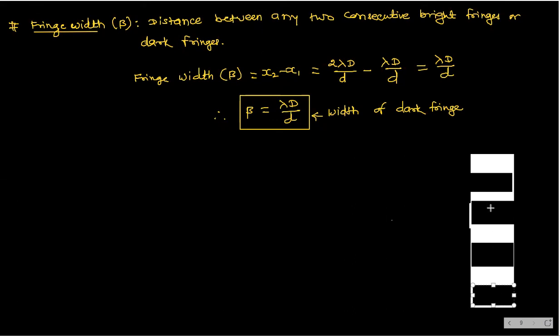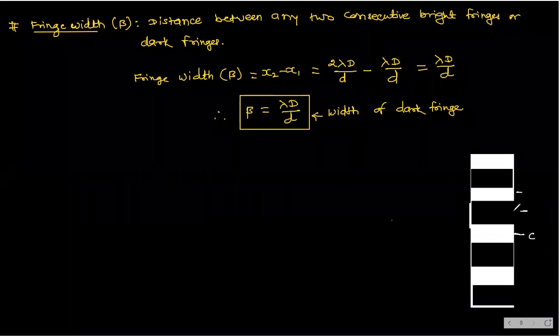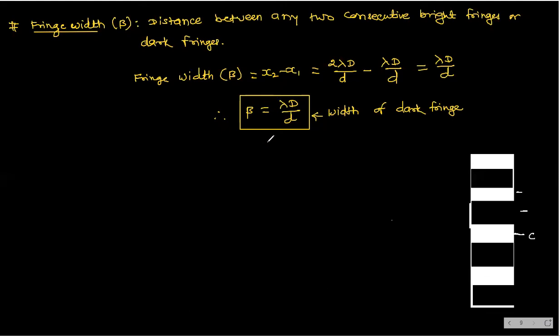You see this width is the same for both the strips, either black or white. Suppose this is the central bright fringe, and this is the first one. If I subtract these two, I will get the width of a dark fringe, that is this beta. Bright, dark, bright, dark. I think now you understood clearly.